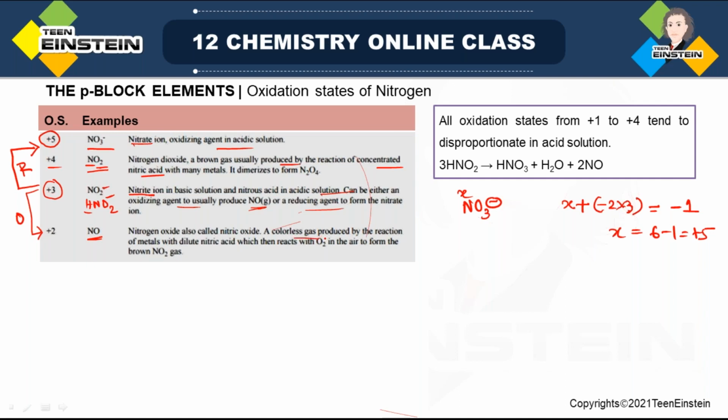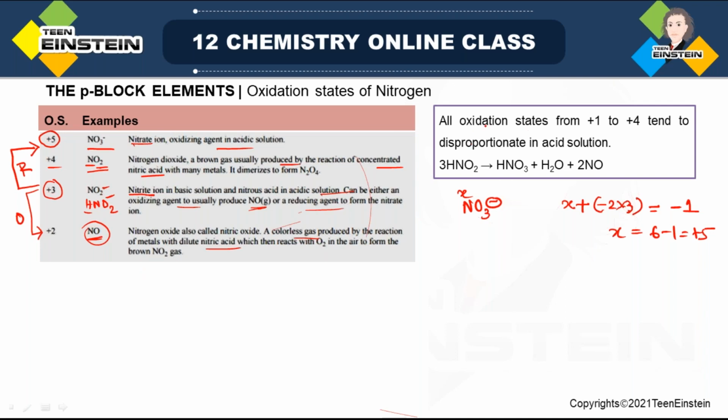This is a colorless gas produced by the reaction of metals with dilute nitric acid. When metals react with concentrated nitric acid, there is production of NO2. And when they react with dilute nitric acid, there is production of nitric oxide. And NO, if it is treated with oxygen, will be converted to the other oxide, which is NO2.